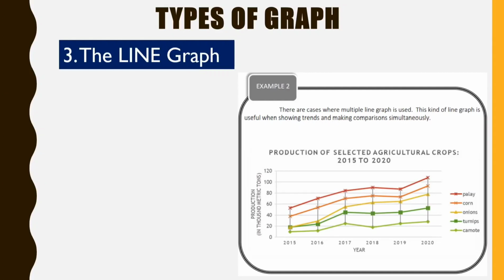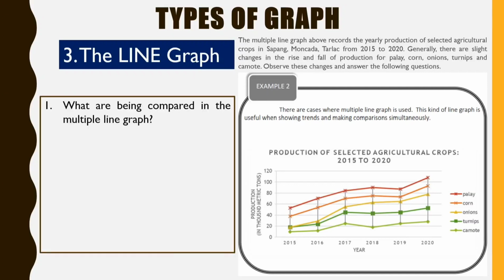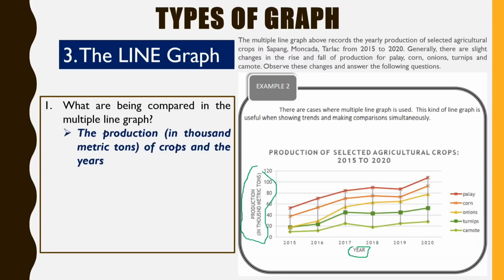Here is example number 2. Once again, let us analyze that as we answer the questions. Number 1, what are being compared in the multiple line graph? Once again, for the x-axis or horizontal axis, we have the year, and for the y-axis or vertical axis, we have the production in 1,000 metric tons. So those are the two variables we are considering in this graph.